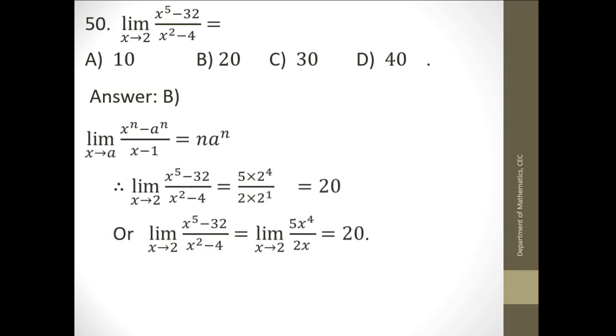So 5 into 2 power 4 by 2 into 2. So cancel 4, the remaining 4 is in the numerator, 5 into 4 is 20. Or use the property of this limit. This is not 1 actually, it is a. X power n minus a power n by x minus a is n a power n minus 1, it is not n. So there was a mistake here, it is n into a power n minus 1. Therefore apply that rule, 5 into 2 power 4, here 2 into 2 power 1, so it is 20. Or derivative of x power 5 is 5x power 4, derivative of x square is 2x, put x equal to 2, so you will get 20.